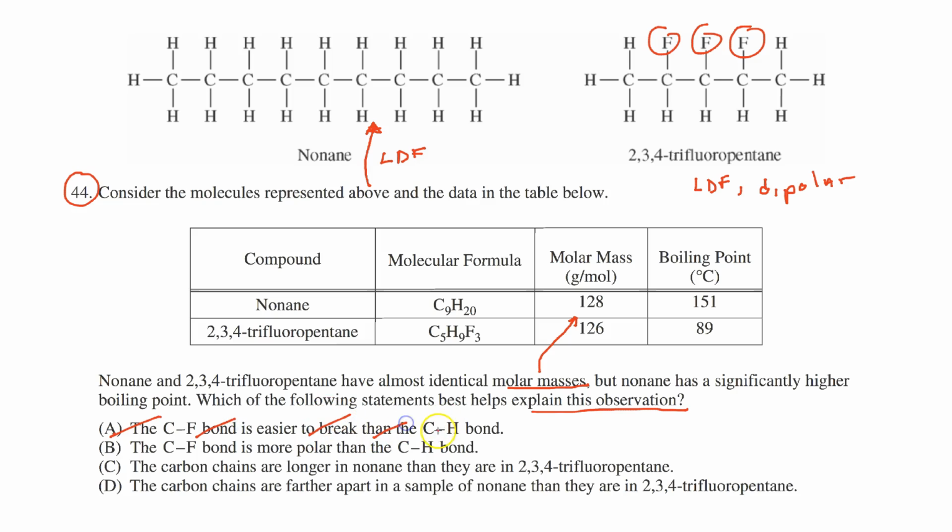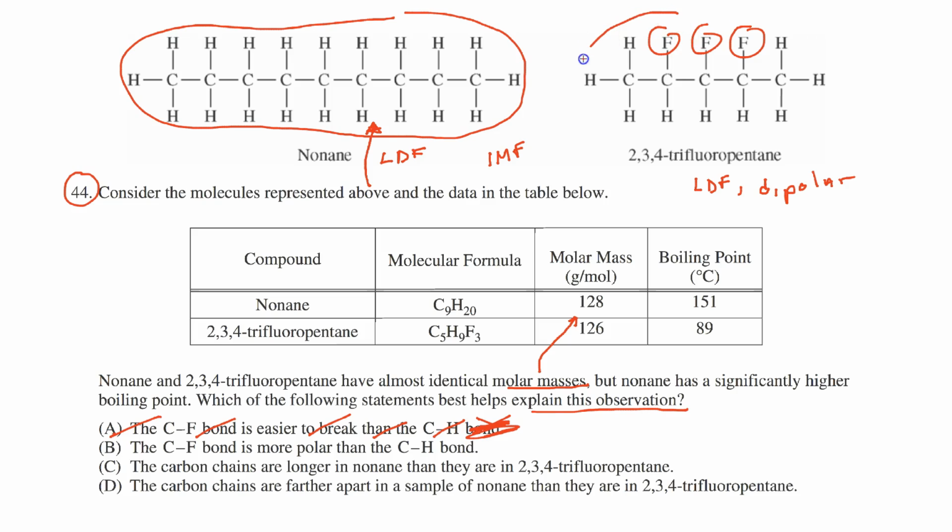When we talk about boiling points, we never talk about bonds. Never. We're talking about intermolecular forces between molecules. That means nonane is attracting itself stronger than 2,3,4-trifluoropentane is with itself. These are attractive forces. These are not bonds. Nonetheless, we're not talking about the bond energies to break this. It has nothing to do with it. So A is probably the worst choice. Sorry if you picked it.